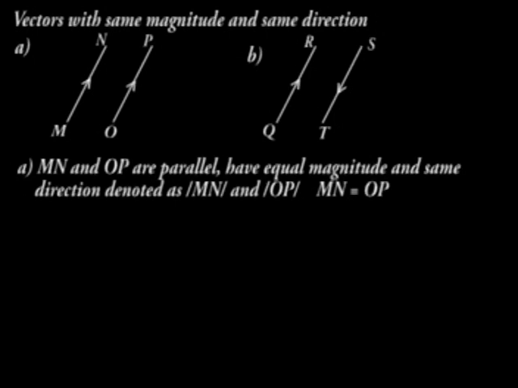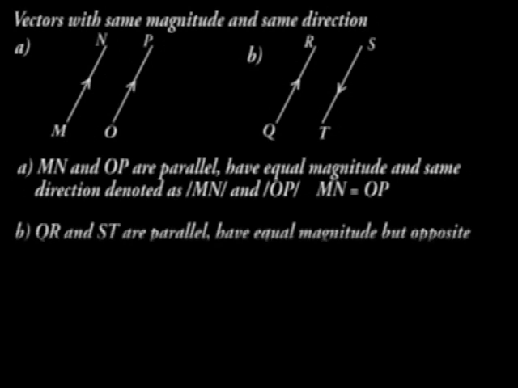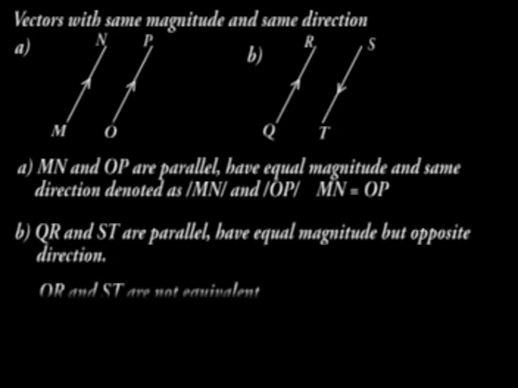QR and ST are parallel, have equal magnitude but opposite direction. QR and ST are not equivalent. We write QR is not equal to ST. We have to reverse the direction of one. We use a negative sign, that is, QR is equal to negative ST.